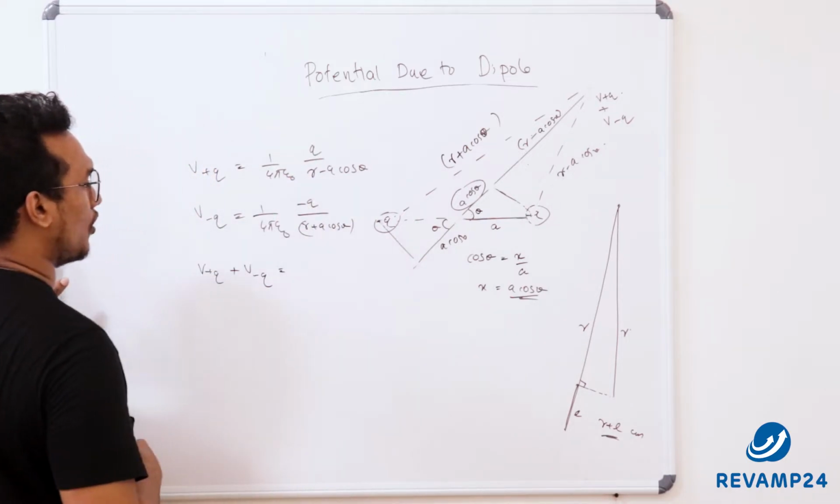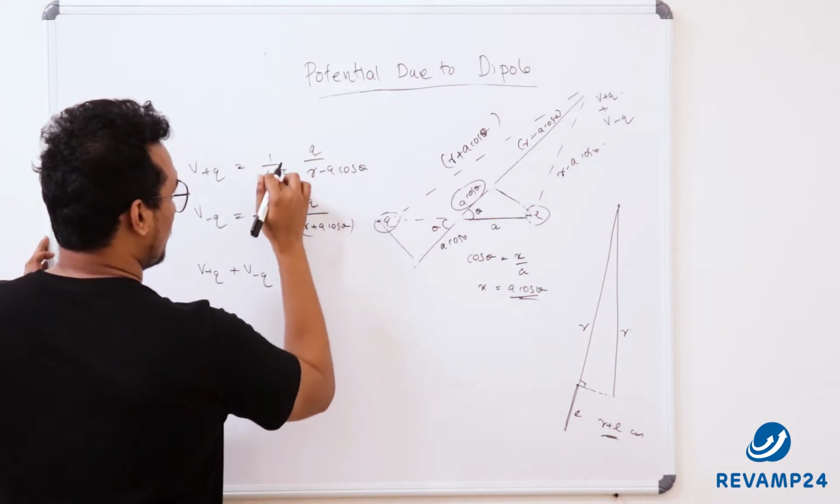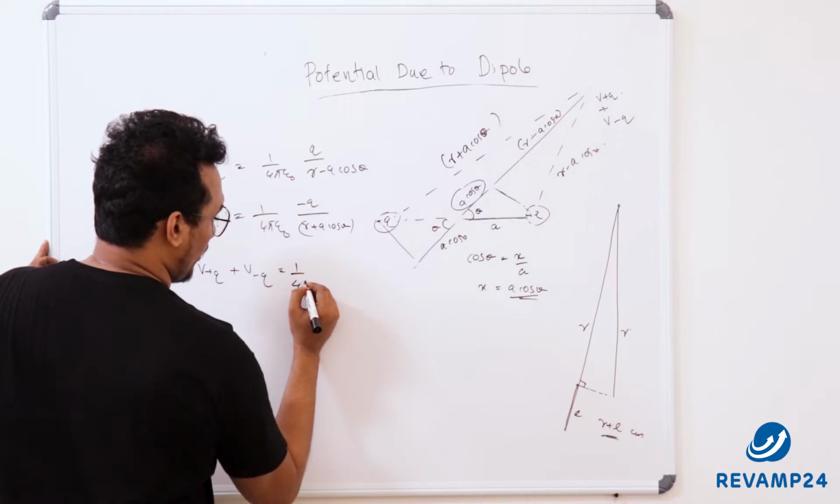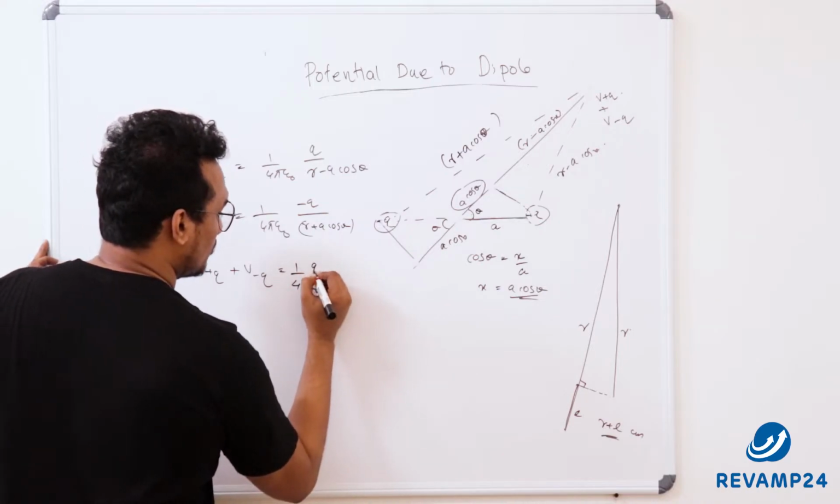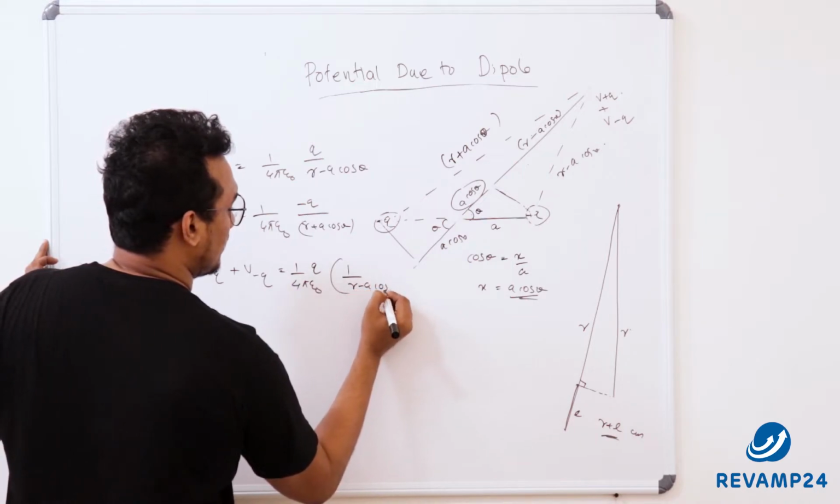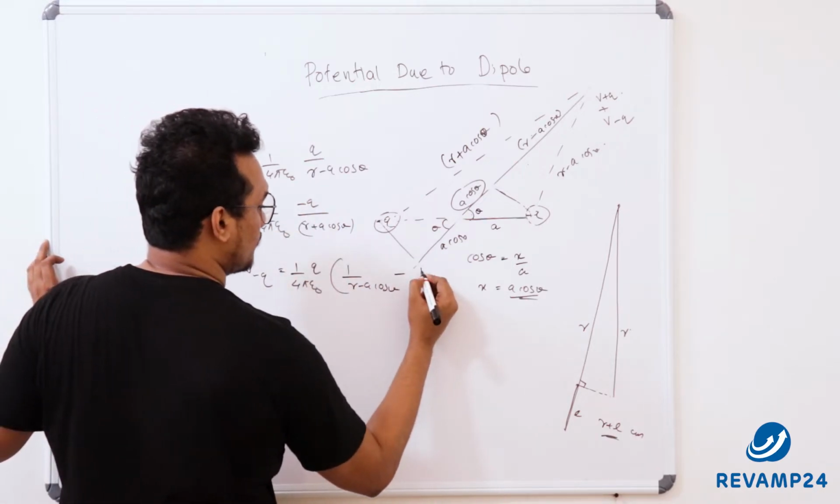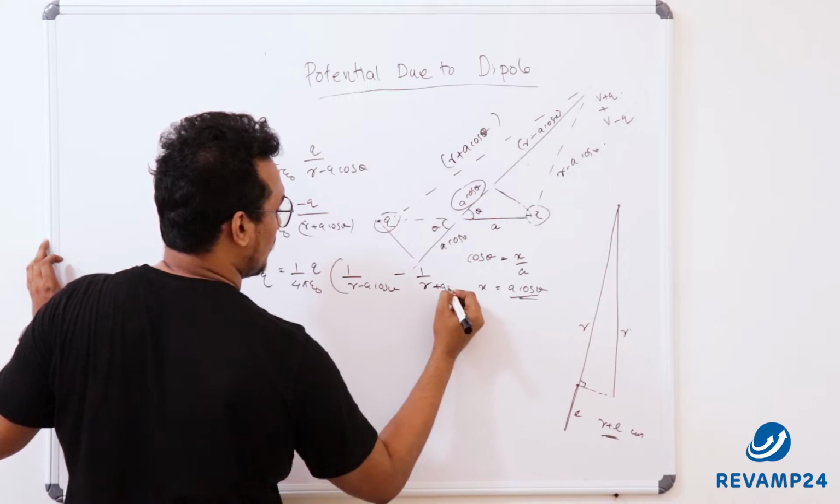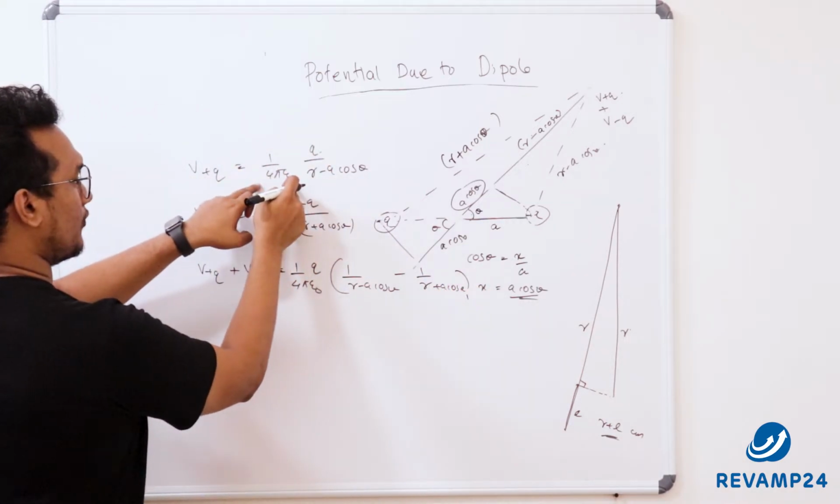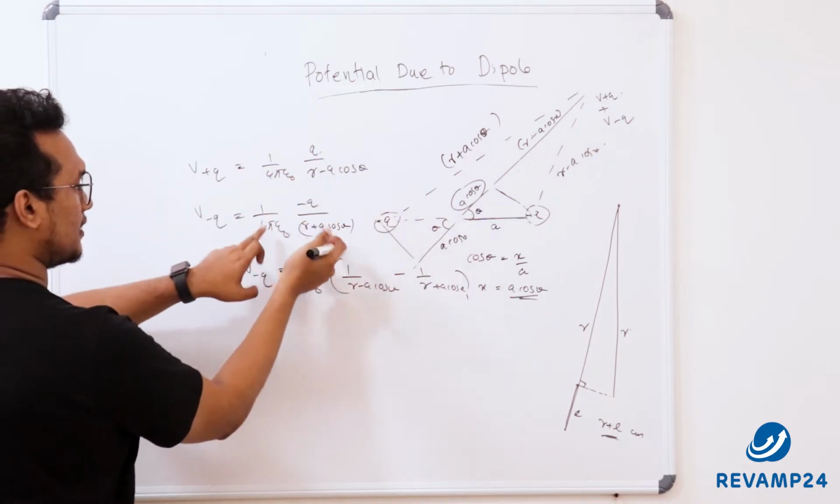So I am going to take the common term out from this. 1 by 4 pi epsilon 0 into q is a common term. I am going to take it out. 1 by 4 pi epsilon 0 q. Now this is 1 by r minus a cos theta, this is minus 1 by r plus a cos theta. You can just take the q by 4 pi epsilon 0 out from this term and then add it.